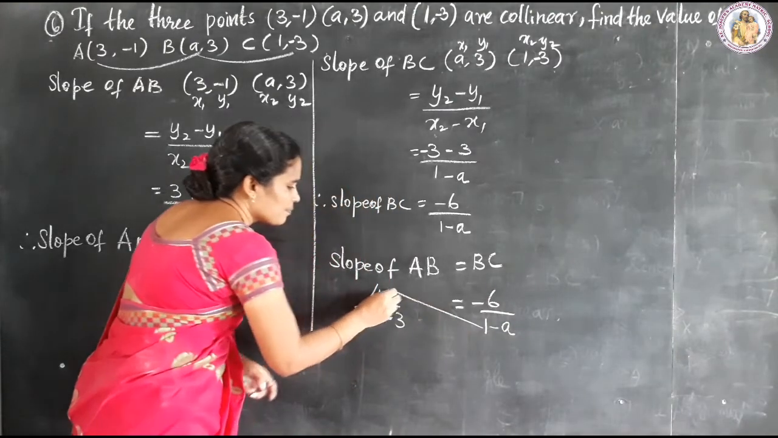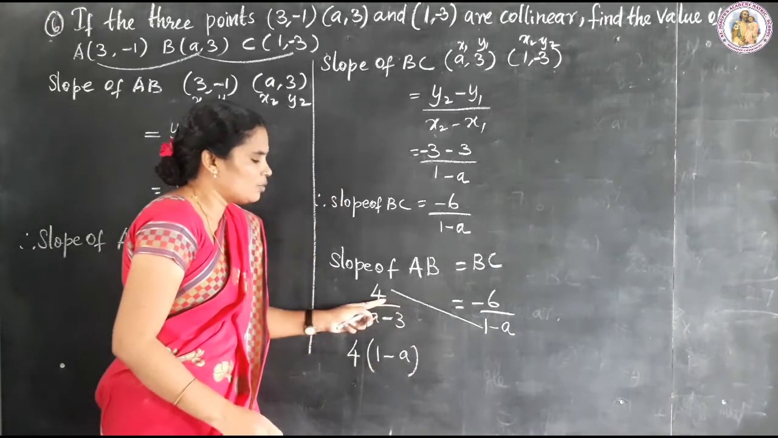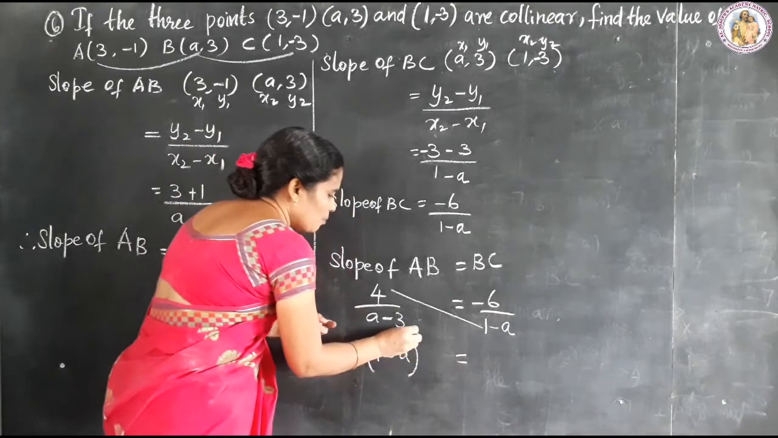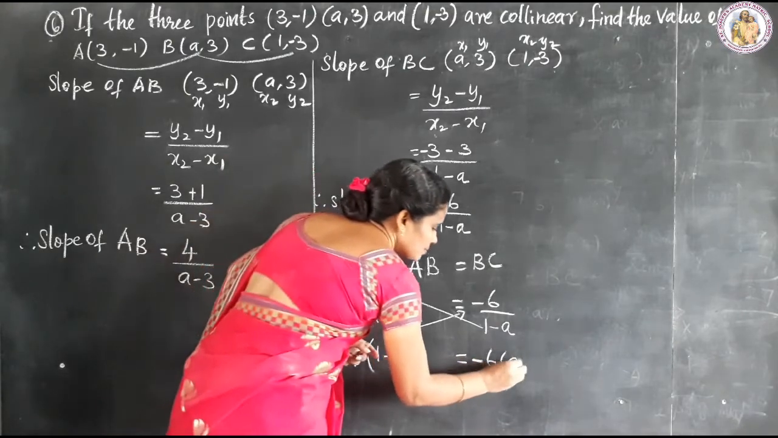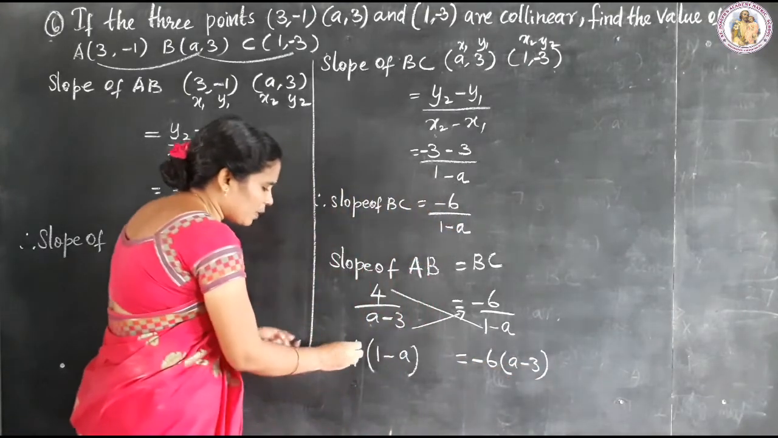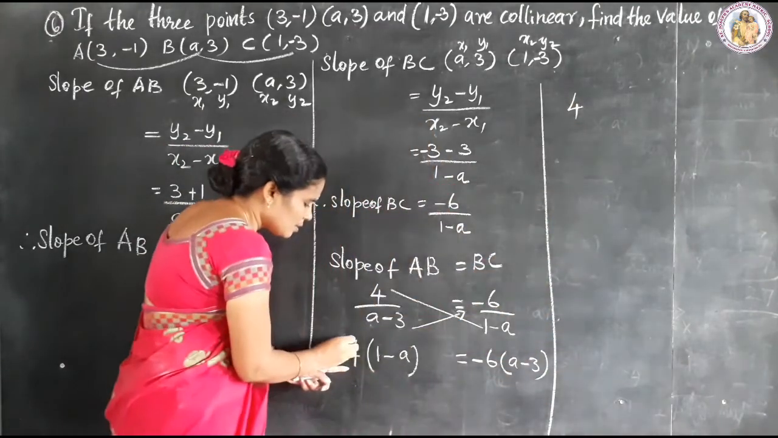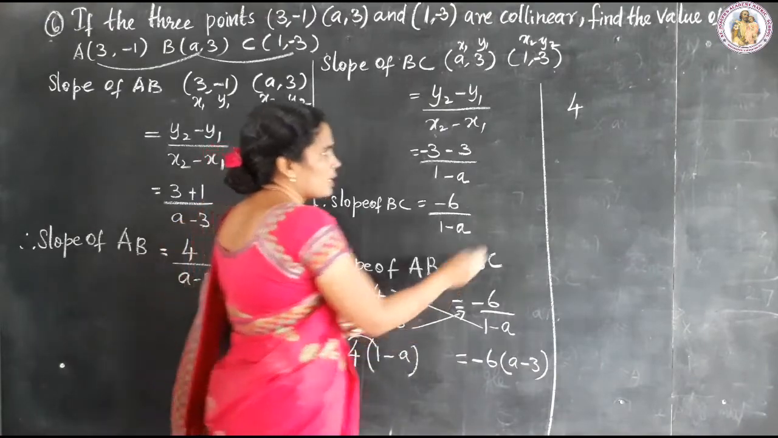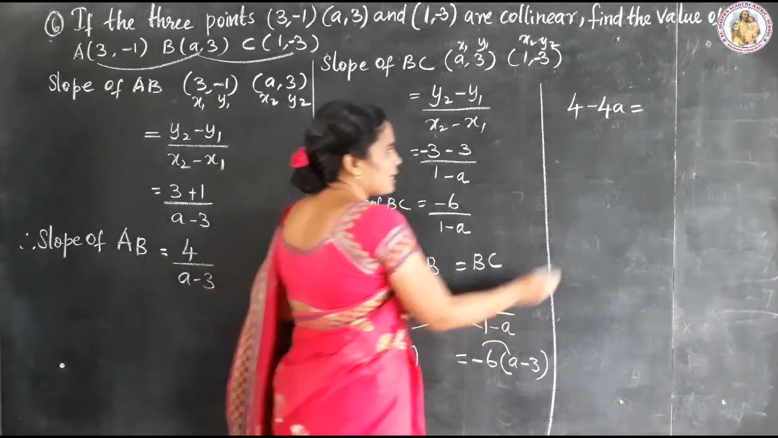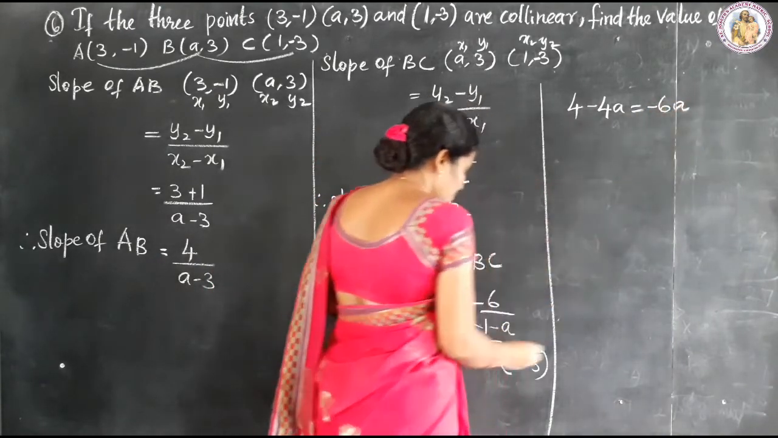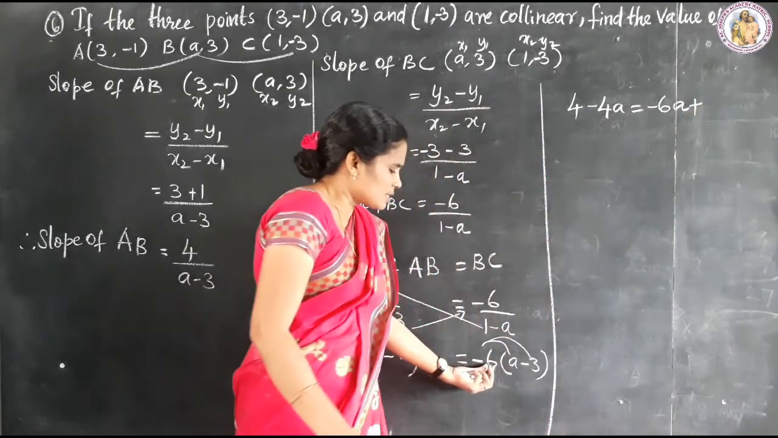Now cross multiply. 4 within bracket write 1 minus A is equal to minus 6 within bracket A minus 3. Now multiply: 1 4s are 4, minus 4 into A is minus 4A, is equal to 6 into A is 6A, minus 6A. And minus into minus is plus, 6 3s are 18.